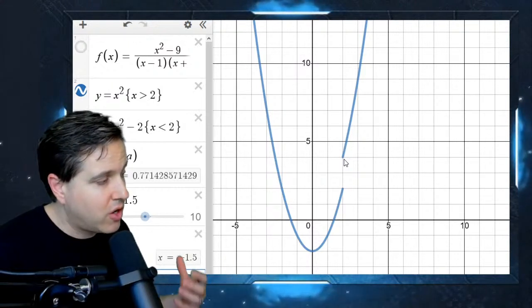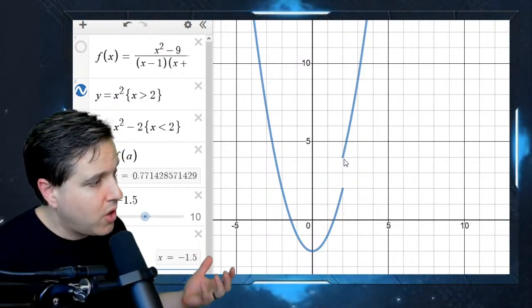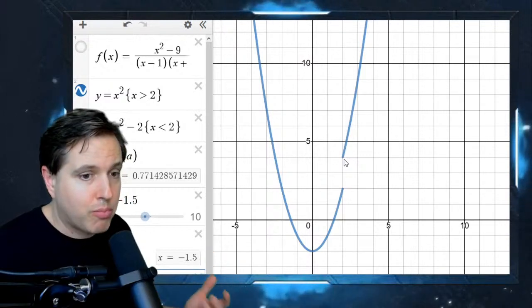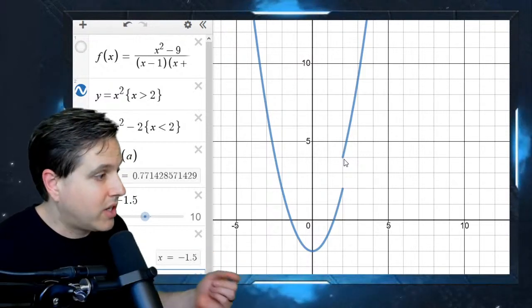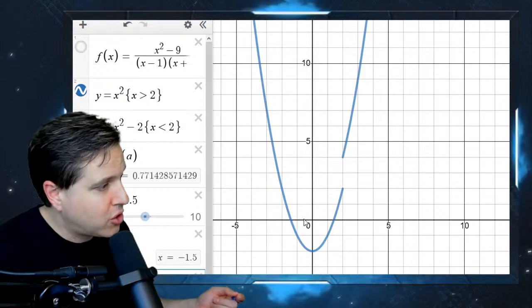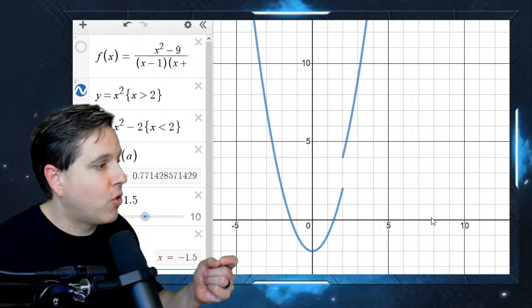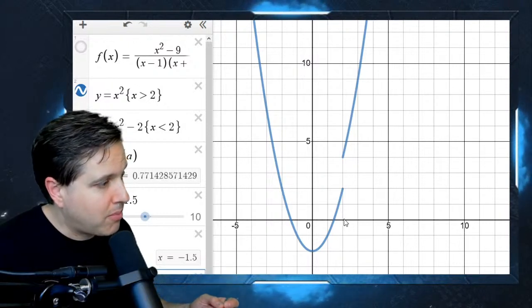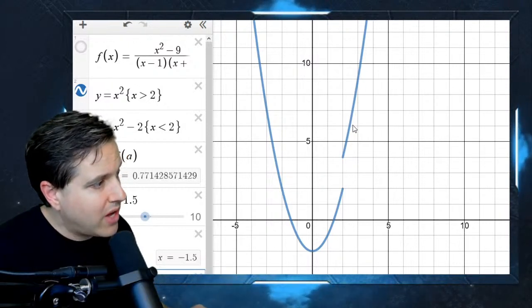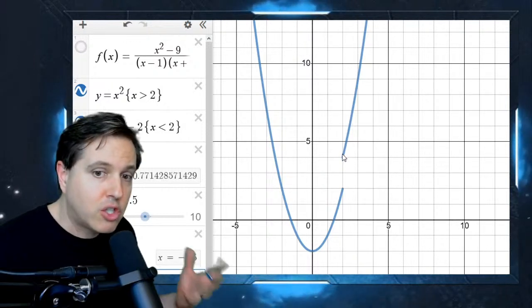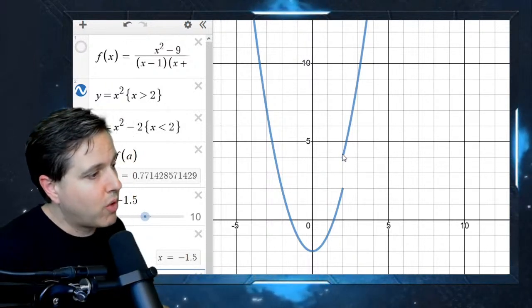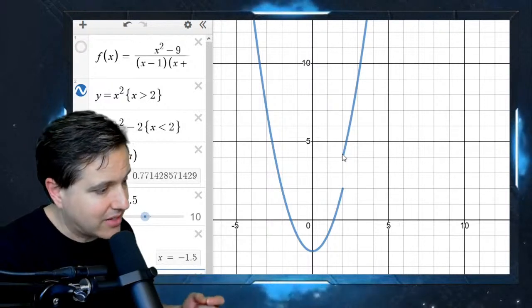We're asking the question, what do my y values do when my x values are approaching 2? And the answer is, well, it depends. If your x values are approaching 2 from the negative side, then your y values are going to 2. If your x values are approaching 2 from the positive side of things, then your y values are approaching 4. We get 2 different answers to that question, so we would say that the limit does not exist.